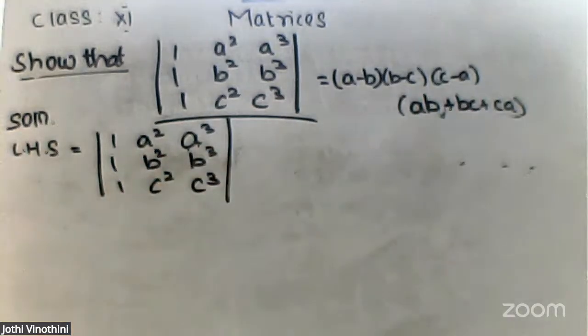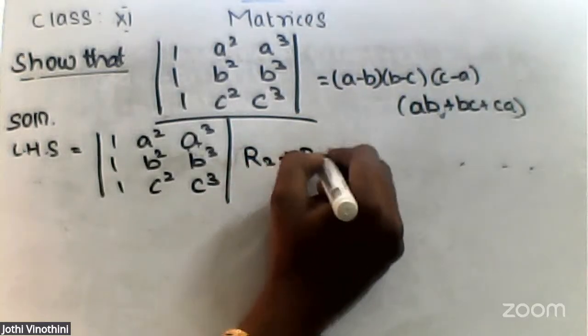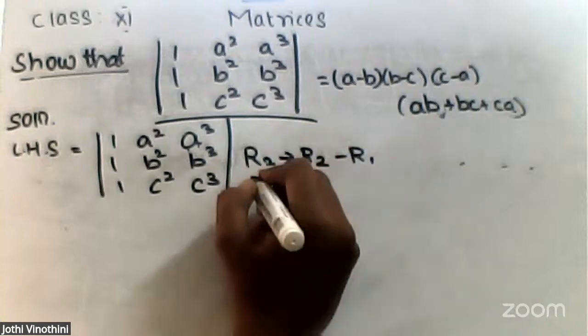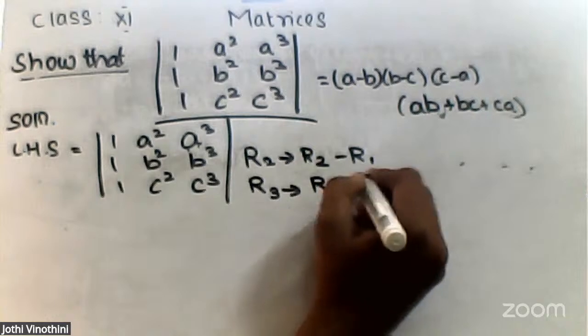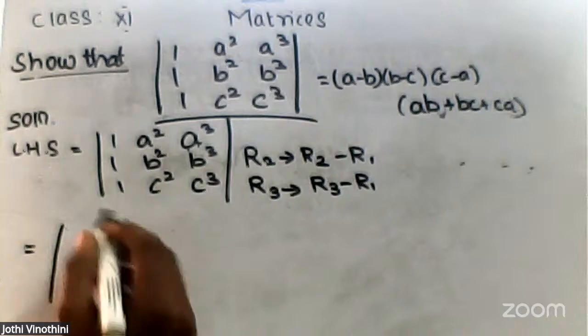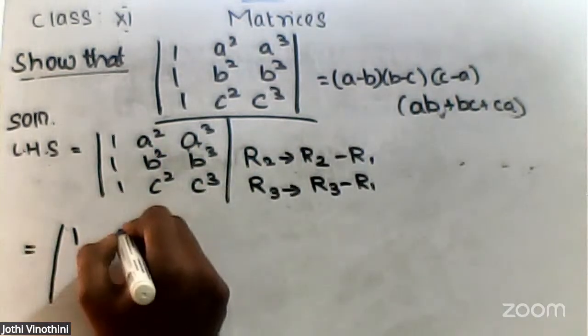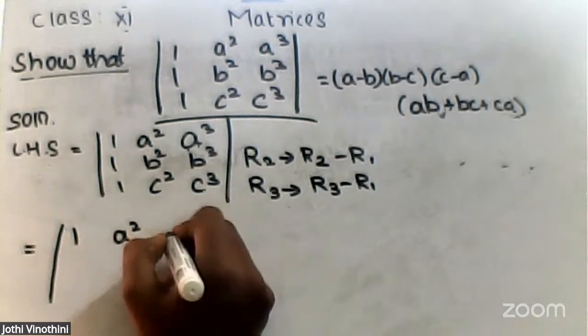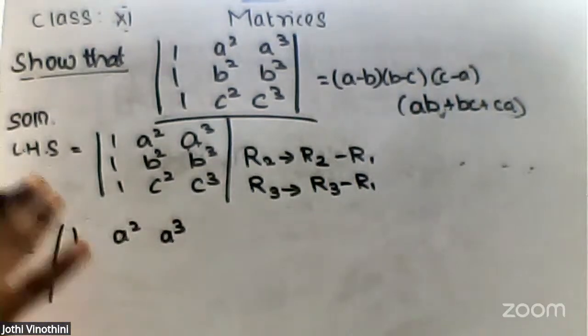I am going to replace row 2 and row 3. I replace row 2 by r2 minus r1. Similarly, I replace r3 by r3 minus r1. Row 1 we never touched, so it remains the same: 1, a squared, a cube.